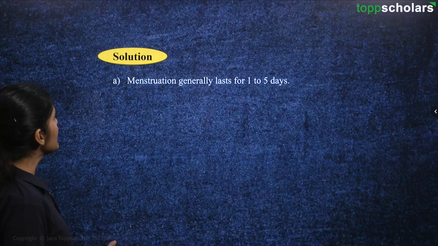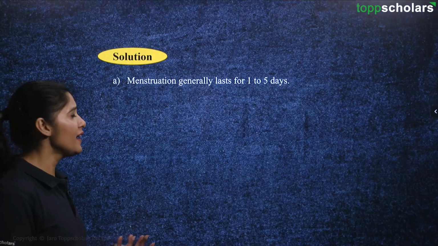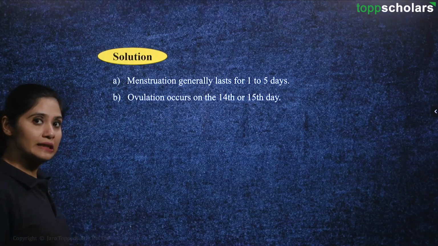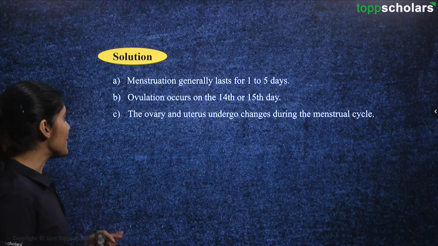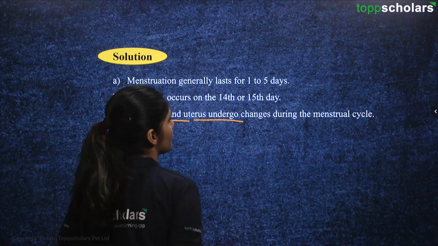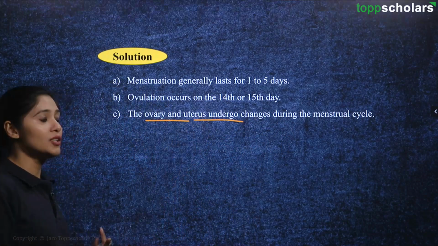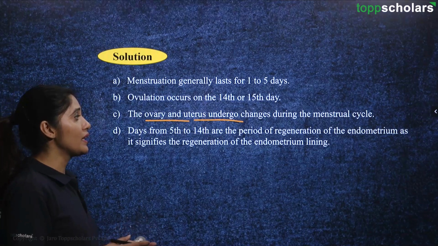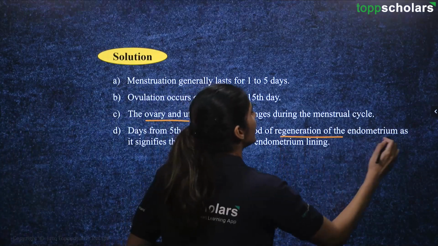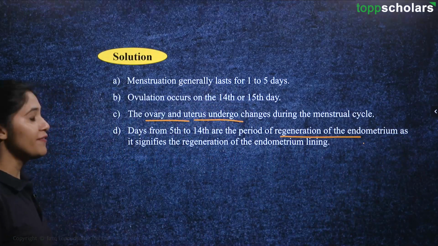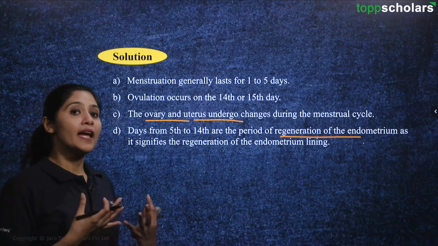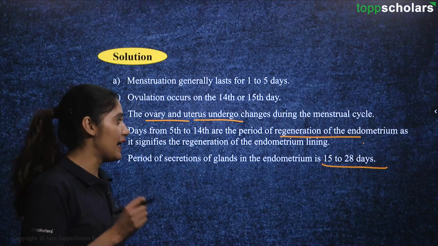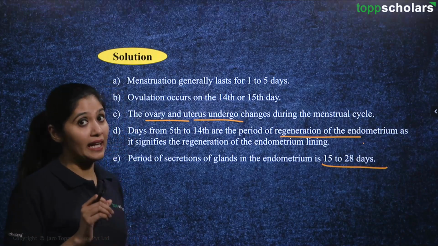The solution is: first, menstruation generally lasts for 1 to 5 days. Second, ovulation occurs on the 14th or 15th day of the cycle. Third, the ovary and uterus undergo changes during the menstrual cycle. Days 5 to 14 are the period of regeneration of the endometrium, as it signifies the regeneration of the endometrium lining. Then the period of secretion of glands in the endometrium is 15 to 28 days.